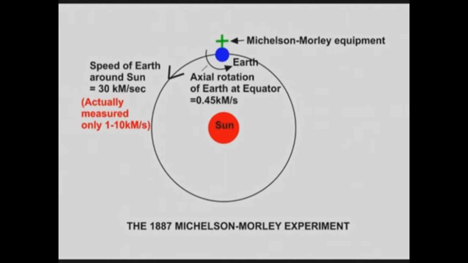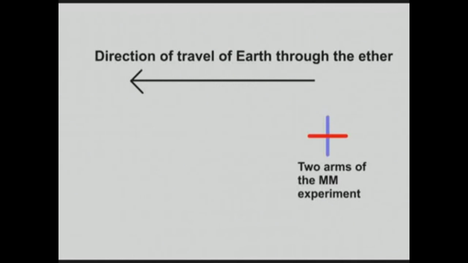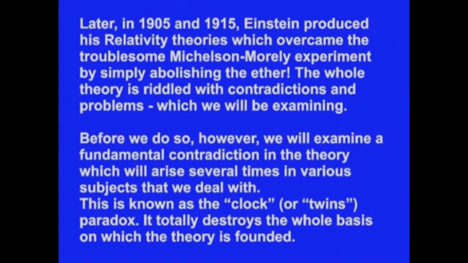They called it a null result. They actually measured 1 to 10 kilometers per second, but it was still called a null result. They rushed out the theory called the Fitzgerald-Lorentz contraction. This claimed that the tube in line with the direction of movement shortens as it moves through the ether. There was no evidence whatsoever for this. It was only a way of getting over the implication that the Earth was stationary.